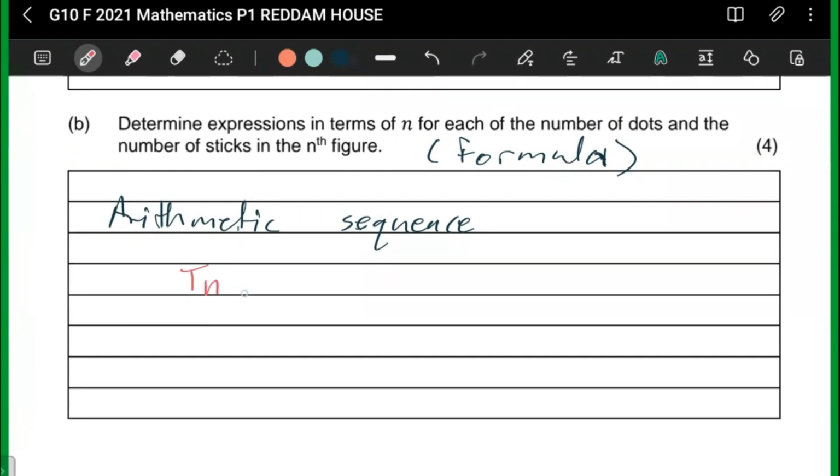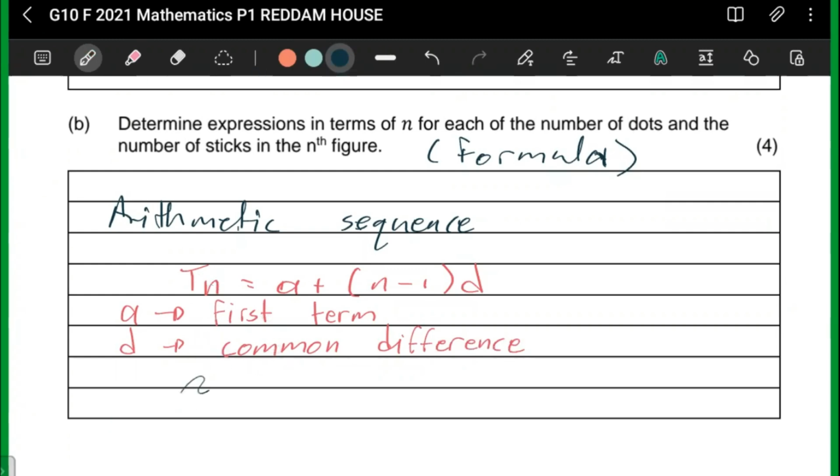Tn is always a plus n minus 1 d. Now the idea is a is your first term, and d is your common difference. And then, as long as you have these two, you'll be good to go.